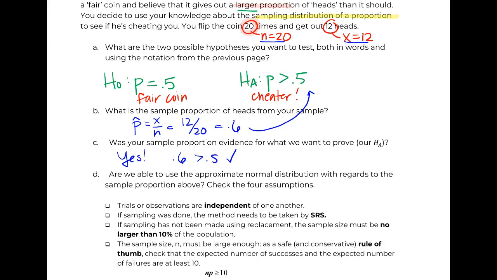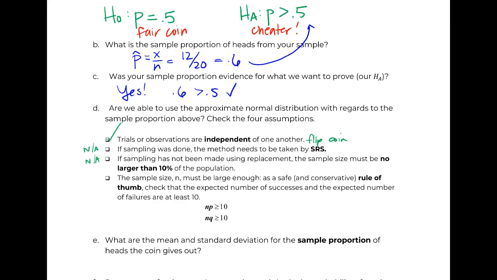So we're going to use that approximate normal distribution, but that means we need to check our assumptions. So are our trials or observations independent? Well, we're flipping a coin. So, right, we've got this. Boom. If sampling is done, it needs to be random, but we didn't do any sampling. We were flipping a coin. If sampling, okay, we still don't need that. We're flipping a coin. But we do need to check our rule of thumb to make sure we have normality.